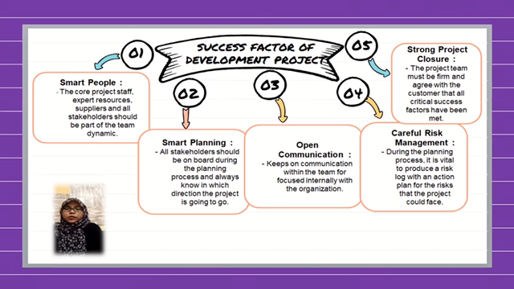And then number three is open communication. All members must keep open communication to be one team with each other and to make this project a success. Number four, careful risk management. All projects have management risk, so all members and the team must be careful of the risk. And the last is a strong project closure.